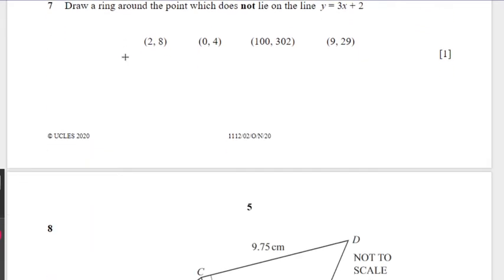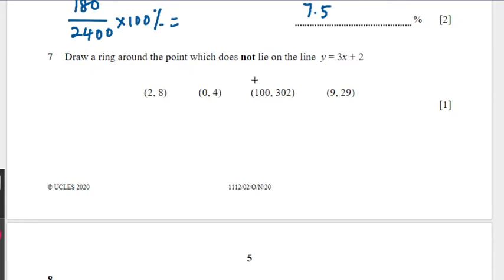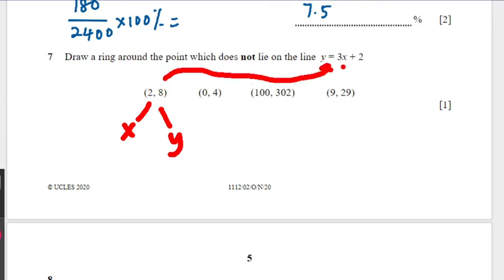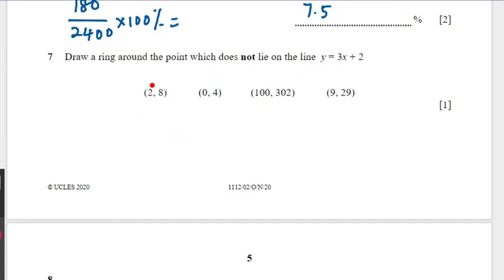Okay, number 7 here, draw a ring around the point which does not lie on this line here. Okay, as you know, this is actually your x, y, right? We will know that the point lies on that line if this point satisfies this equation. What does it mean here? For example, if you substitute your x here with 2, make sure this y here is equal to 8. Okay, so we can try one by one here.